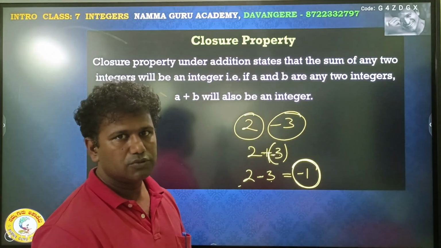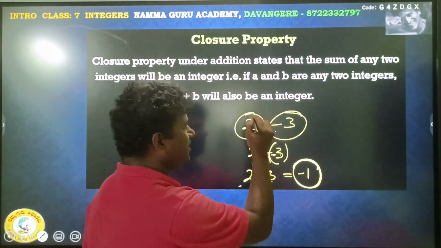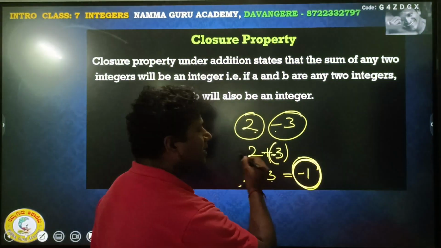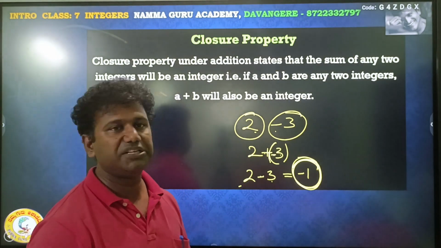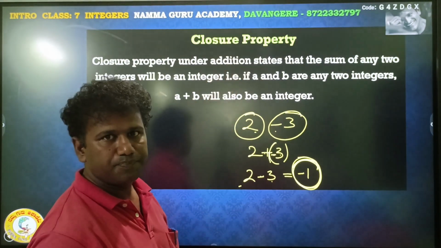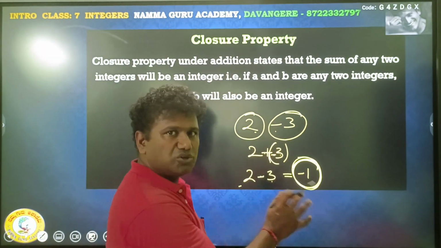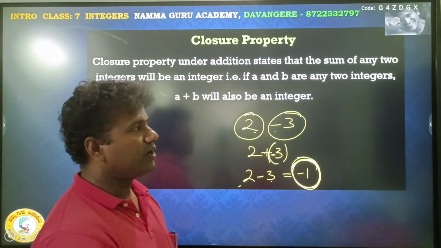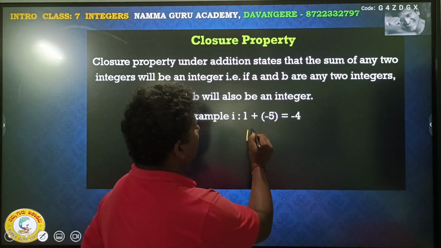Have you understood? So if we add any two integers, the answer will also be an integer. Such a property is known as closure property. It is closed. Have you understood? Closed under addition.